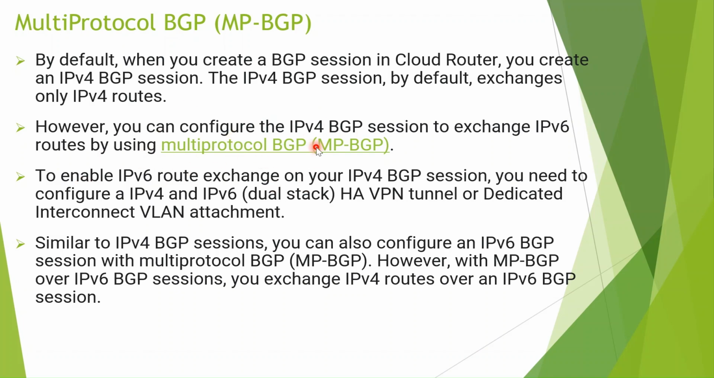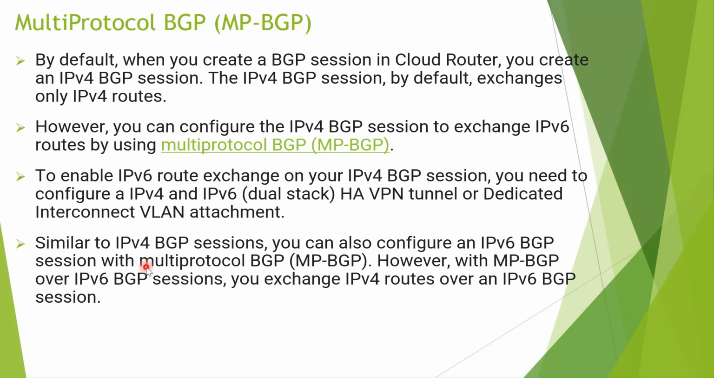So basically we configure the IPv4 BGP session to exchange IPv6 routes. Multi-protocol BGP is also known as MP-BGP. If you go to Cloud Router tunnel, you will find a term called MP-BGP. This is a very important term. To enable IPv6 route exchange on your IPv4 BGP session, you need to configure an IPv4 and IPv6 HA VPN tunnel. When you create a VPN tunnel, there's an option whether you want to go with IPv4, IPv6, or dual stack. We have to select this specific option, and we can use it in Dedicated Interconnect VLAN attachment also.